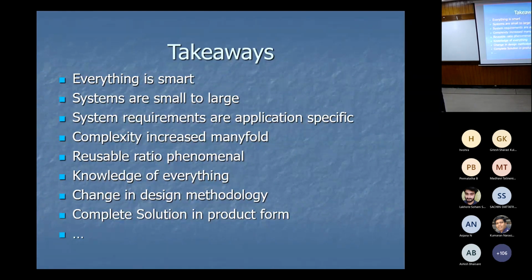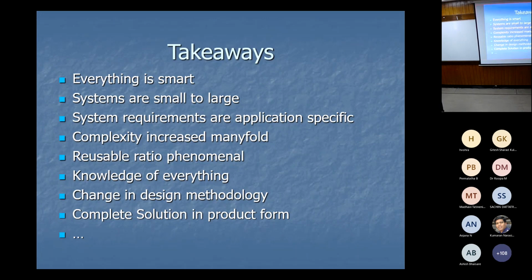And what are the key takeaways from whatever is happening around us? Everything is becoming smart. I'm sure all of you agree on this. Systems can be small to large in terms of size, but complexity wise, even the smallest system is equally complex. A smallest system which we do on the chip is equally complex. The systems are becoming smaller and smaller in size, the complexity is increasing, and system requirements are application specific.